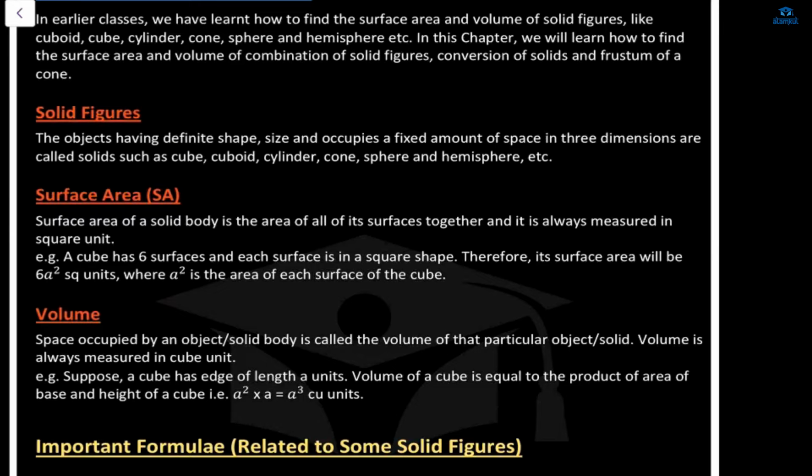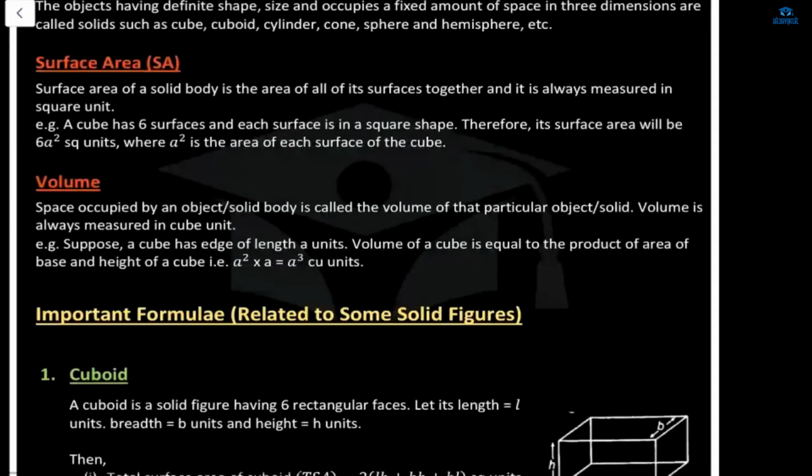Now, what is the surface area? Surface area means just the area of the surface. The surface area of a solid body is the area of all its surfaces together, and it is always measured in square unit. Remember this: the unit also matters. If you write the wrong unit, then half marks will be cut. So remember the unit also. The surface area you'll get in square unit, and it is the area of all the surfaces.